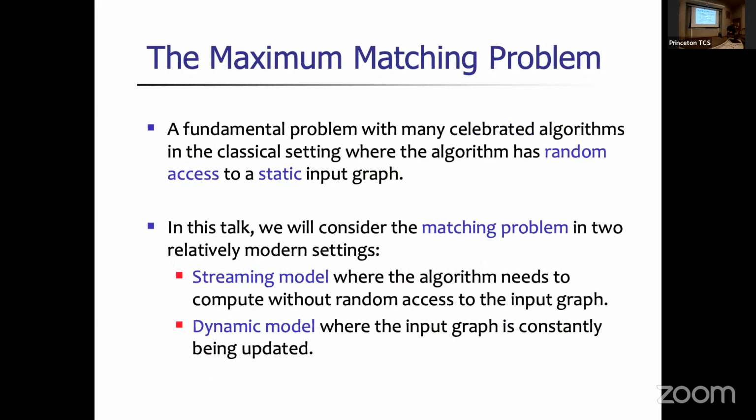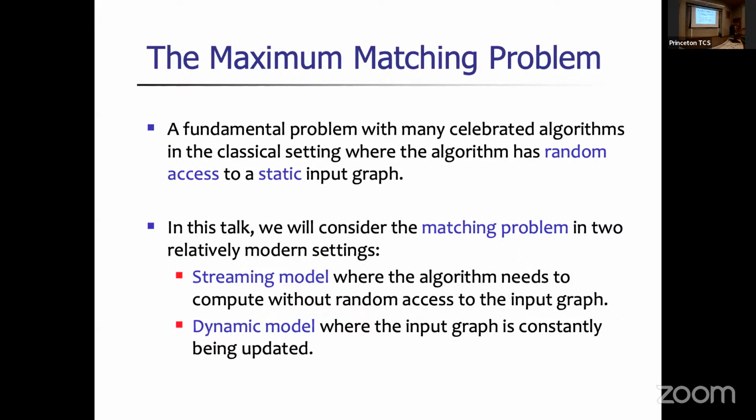This is an extremely well-studied problem in the classical setting, where the algorithm has random access to the input graph, and the input graph is a static graph. It's not changing, it's fixed. In fact, new results keep getting added to this rich history of this problem. There have been several breakthroughs on the matching problem in just the last few years alone.